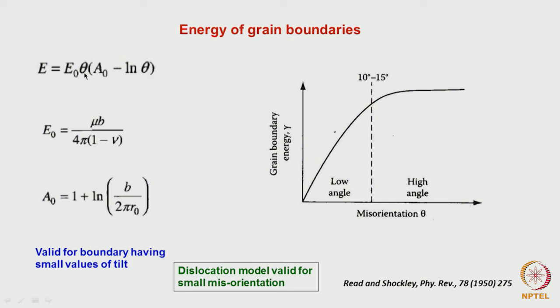That means that as theta increases, the energy of the boundary also increases. The basic way in which they have done this calculation is to assume that at the end of each boundary, like we have some dislocation which is present at a plane which comes from here.